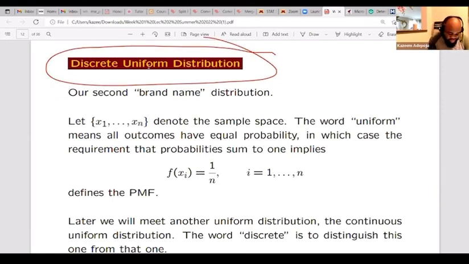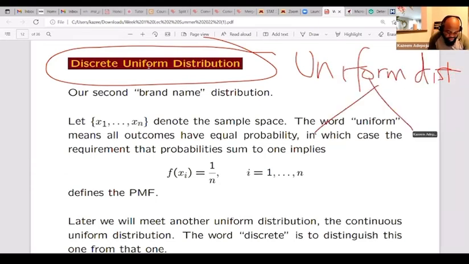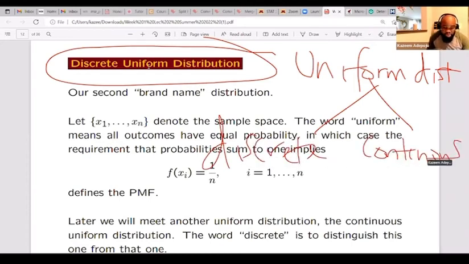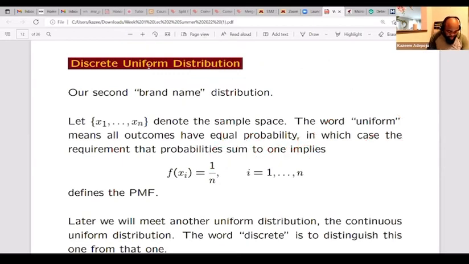But let me tell you this. We have two types of uniform distribution. We have discrete, and we have continuous. But the one we want to focus on now is the discrete uniform distribution. Now, what do we mean by that? When we say discrete uniform distribution, take a look at this.